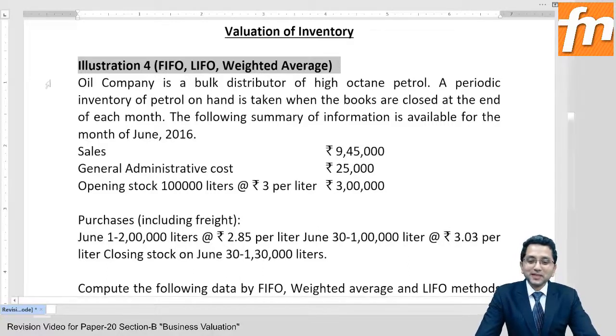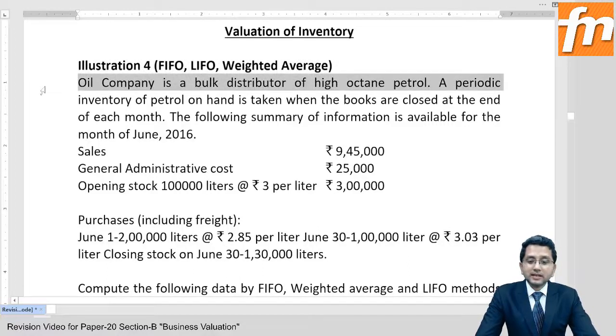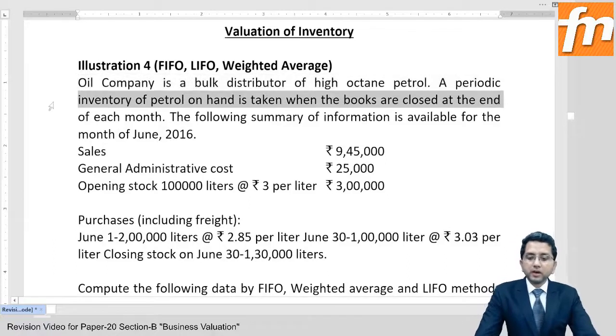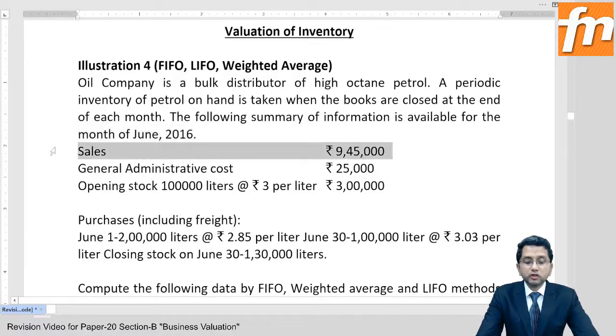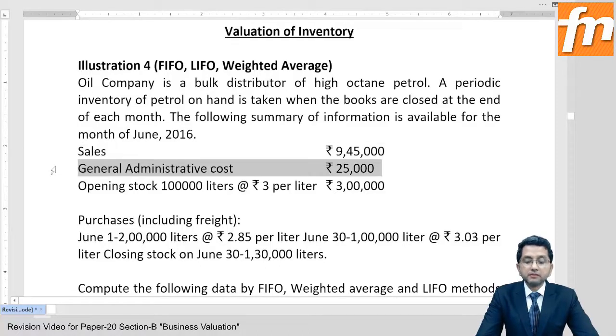Anyways, let's do this very simple question. It says that an oil company is a bulk distributor of high octane petrol. A periodic inventory of petrol on hand is taken when the books are closed at the end of each month. Okay, so we are making valuation of inventory at month end. The following summary of information is available for the month of June 2016. Sales during the month is rupees 9,45,000. General administrative cost is rupees 25,000.